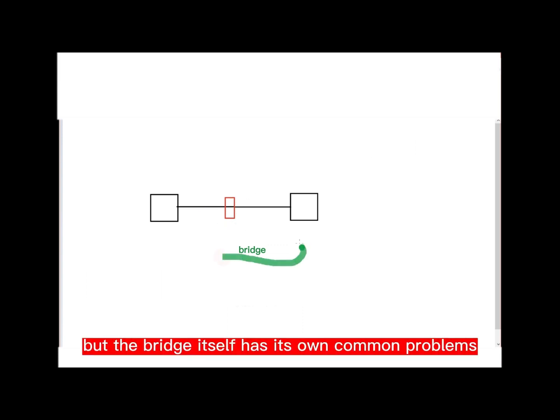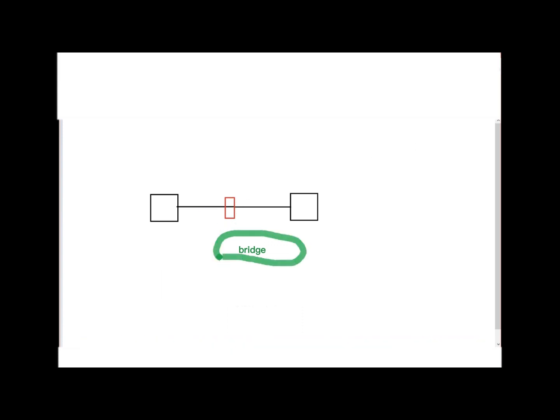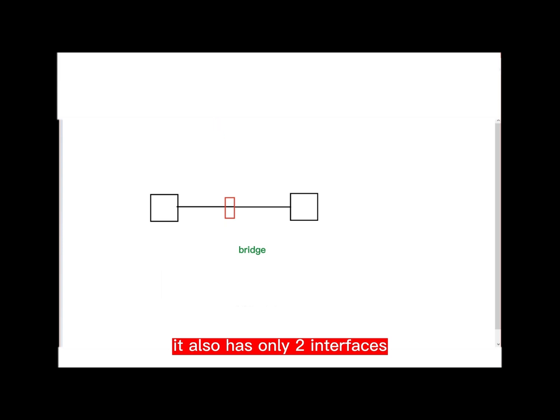But the bridge itself has its own common problems. It has only two interfaces. So the network is like this: a bridge in the middle, connect two hubs next to the bridge, then connect multiple terminal PCs. We can do it this way.